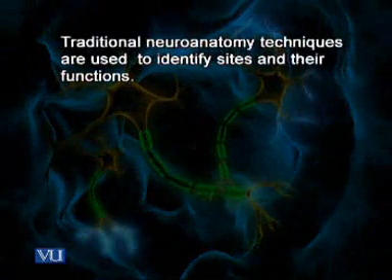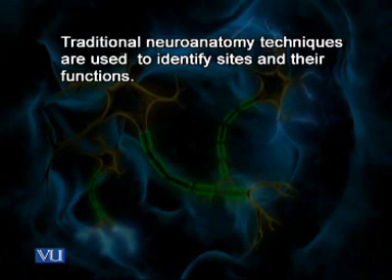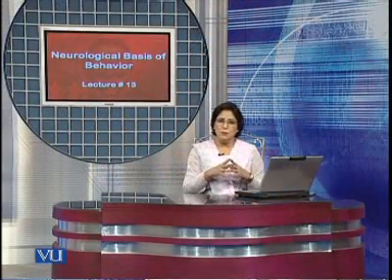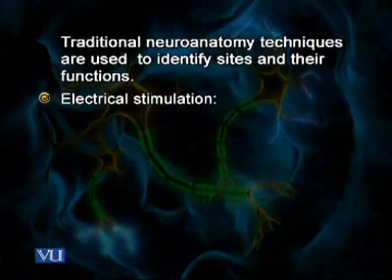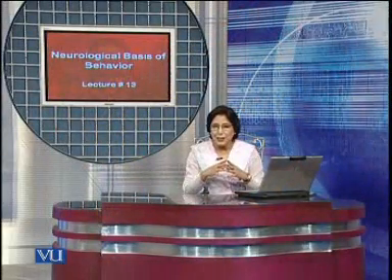Now, if you're looking for neuroanatomical techniques, they traditionally have been very effective, and they have been used to identify sites, to identify the brain functions. So essentially, this is invasive. And this means that you change what is normally happening within the brain. You can do it many ways. You can activate the brain by using electrical stimulation. Very interesting idea. Electrical stimulation.